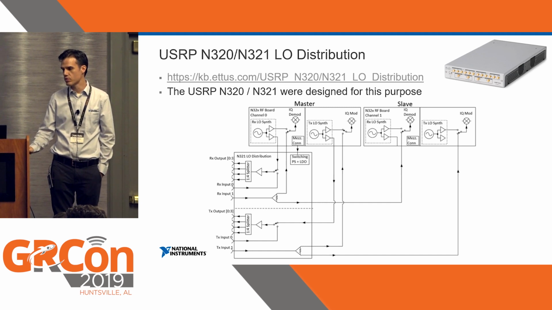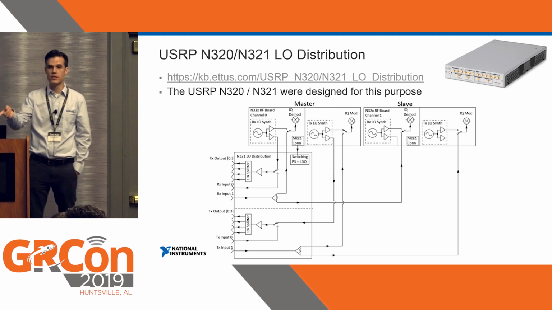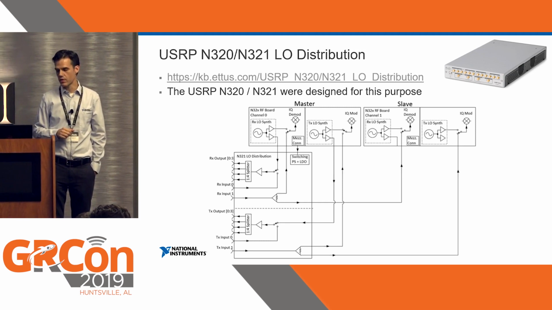So there's a knowledge base on edis.com. I'd encourage you to go there, read it. It's got the UHD example code. The direction finding application has the GNU Radio code on it as well.